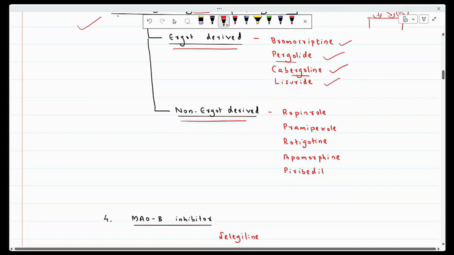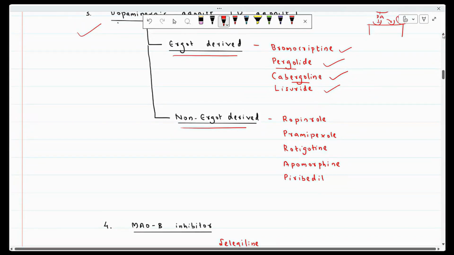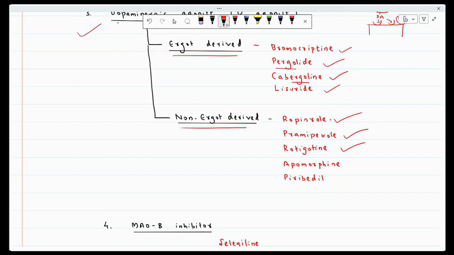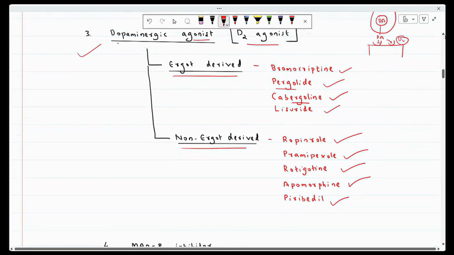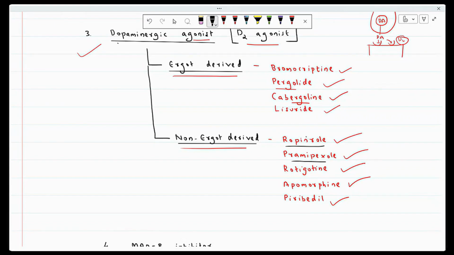Actually, these ergot alkaloids have a lot of toxicity, so they are not preferred nowadays. The most preferred drugs will be the non-ergot D2 agonists, and the examples are ropinirole, pramipexole, rotigotine, apomorphine, piribedil. So these are the non-ergot drugs having D2 agonist property. Out of which the most commonly used are ropinirole and pramipexole, and rotigotine also is commonly used.